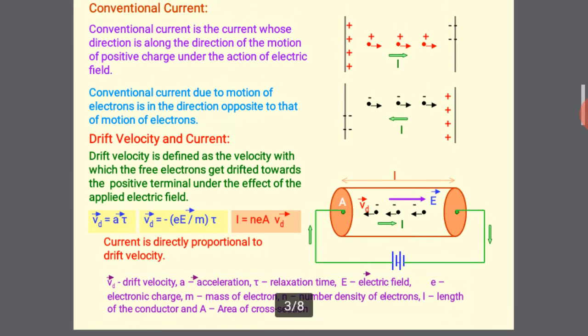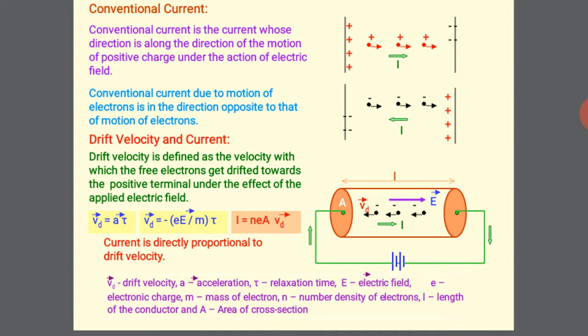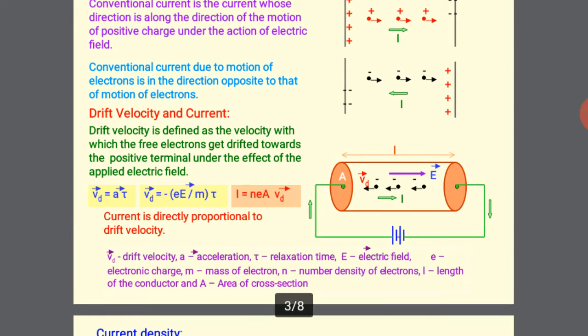Now our next topic is drift velocity and the relation between drift velocity and current. Drift velocity is defined as the velocity with which the free electrons get drifted toward the positive terminal under the effect of applied electric field. And the formula for drift velocity is Vd = a tau, or Vd = eE/m tau, where tau is relaxation time and E is the electric field.